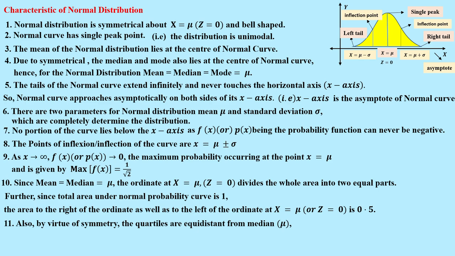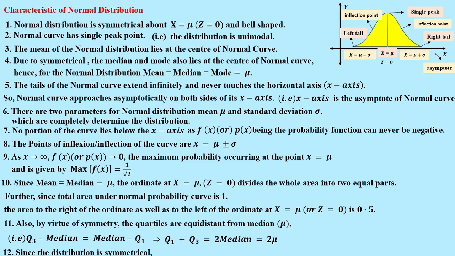Also, by virtue of symmetry, the quartiles are equidistant from the mu. So mean quartile deviation, right? Q3 minus median is equal to median minus Q1. That implies Q1 plus Q3 is equal to 2 times median. So taking Q1 to the left hand side and median to the right side, median plus median, 2 median, right? That is equal to 2 mu.